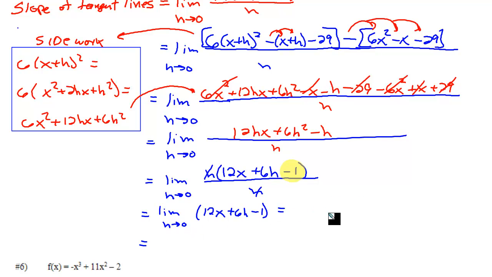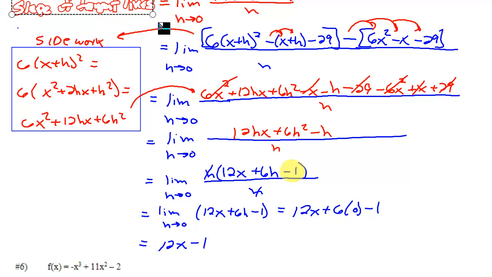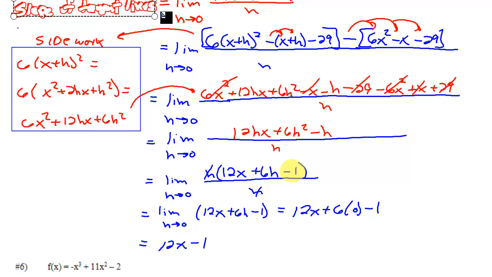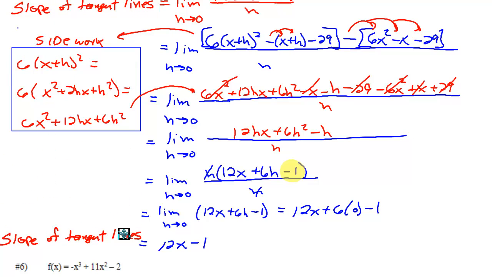Running out of space, I'm going to go to the right and then back down here. To evaluate the limit, put 0 in for your h's. And that gives you 12x minus 1. The slope of the tangent lines is 12x minus 1.